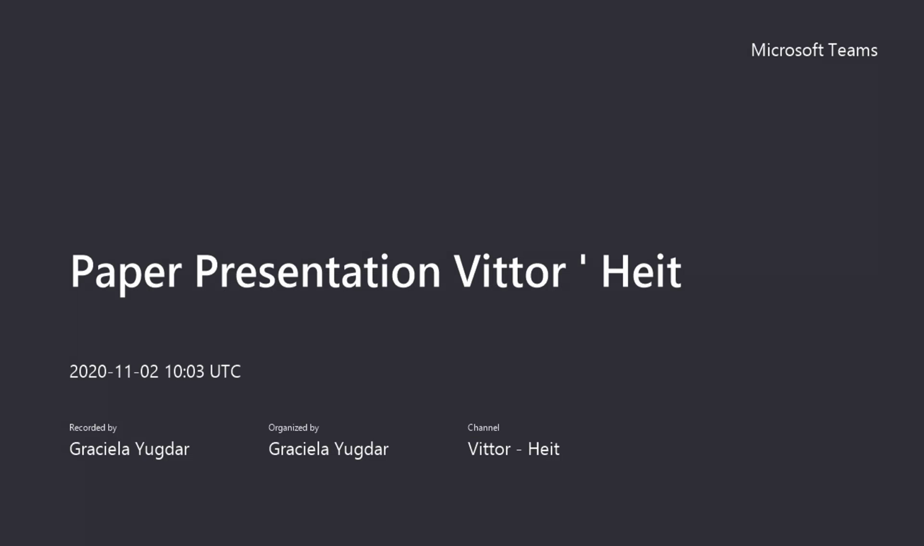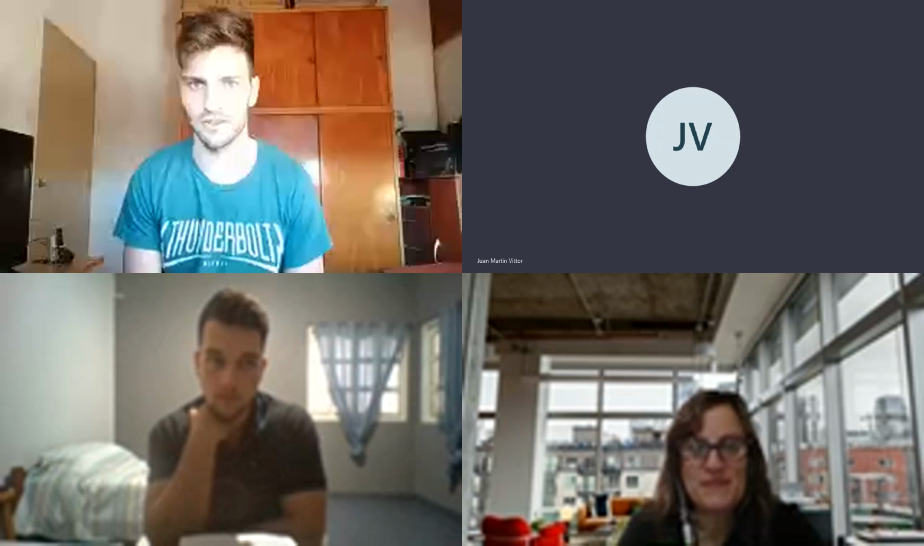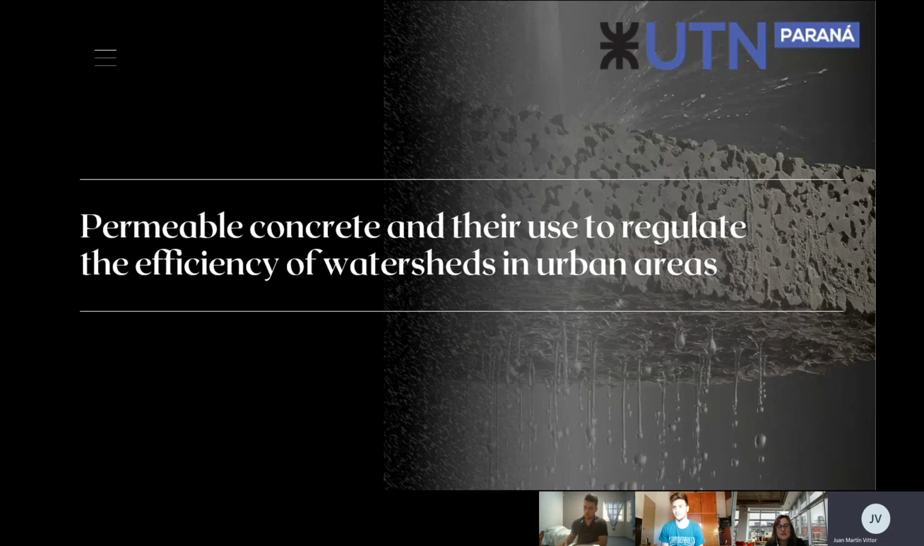Juan Martin Vittor. I am a civil engineering student, and with my partner, Christian Heit, who is a civil engineering student too, will talk about the use of permeable concrete to regulate the efficiency of watersheds in urban areas.